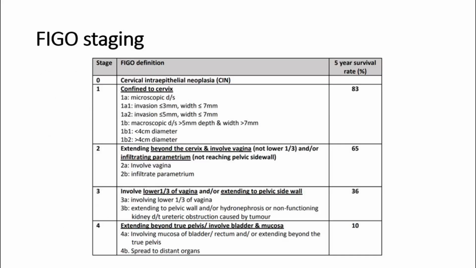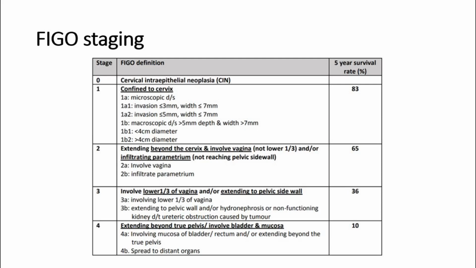This is the clinical staging for cervical cancer, which is the FIGO staging. So there are 4 stages. Stage 0 is the pre-malignant lesion, which is the cervical intraepithelial neoplasia. In stage 1, the tumor is confined to the cervix, where it can be divided into 1A and 1B. So 1A would be microscopic disease, whereas 1B is macroscopic disease, more than 5 mm depth, and the width is more than 7 mm.